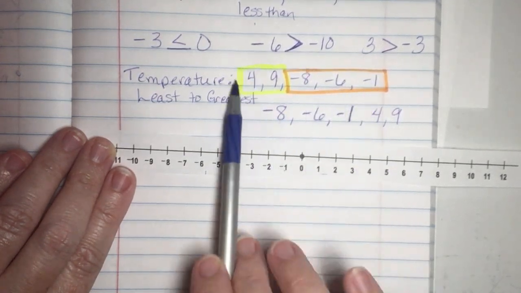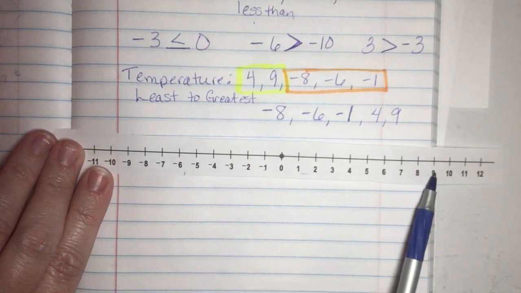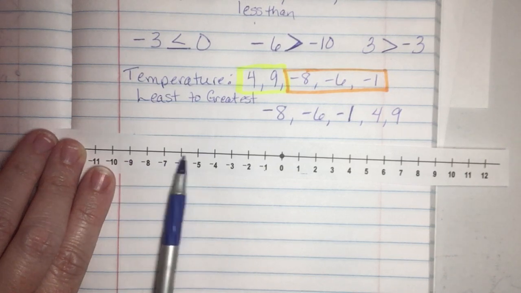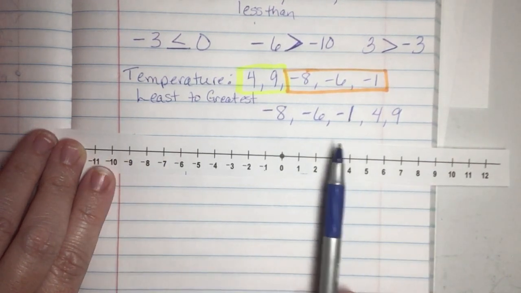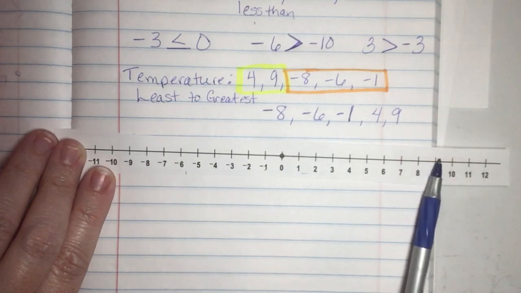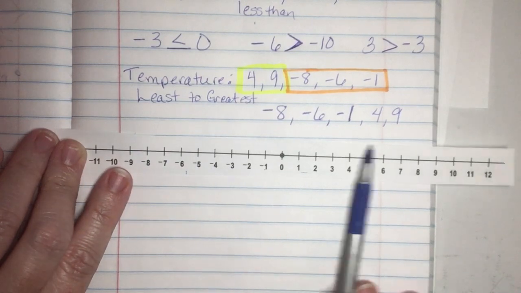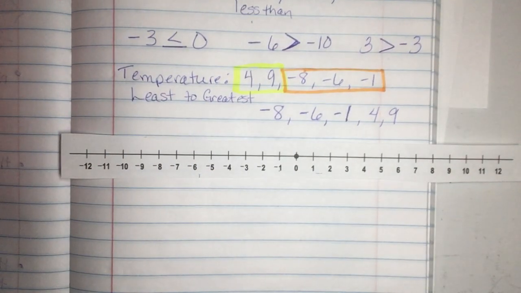Okay, let me give you an example if it's not in order. So let's use this, right? So we started at 4, and then 9, and then we go back to negative 8, negative 6, negative 1. No, that's not in order. You don't go like this when you're in order, right? No, you have to go straight from one, straight to the other. So that's another way you can check to make sure that your numbers are in order.